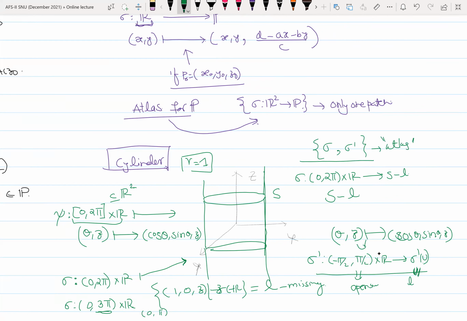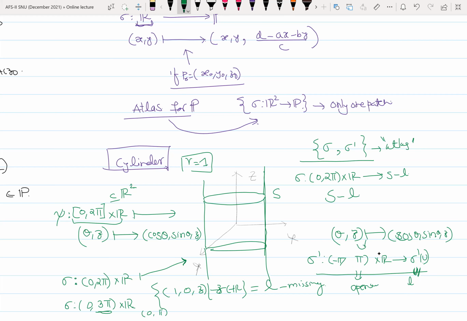But the sigma prime will be just covering the right half of the cylinder, right? But that is also okay. If you want, you can make it bigger also. If you want, you just take it like this, minus pi to pi.